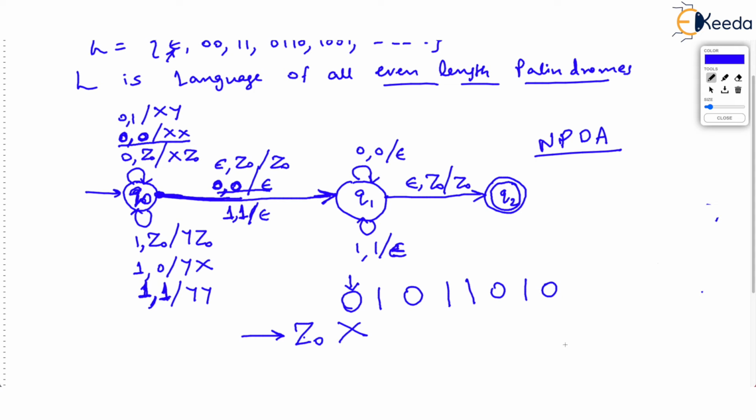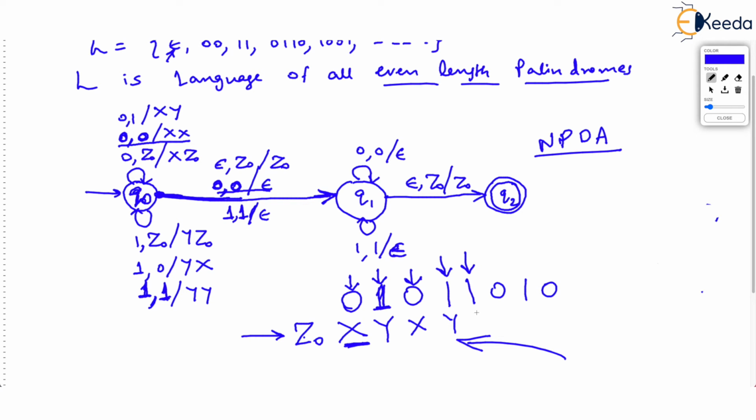Now from here you see the top of the stack. The top of the stack now is X. Now watch, we are reading a 1. When we are reading a 1, the top is X, then we will push Y. For every 1 we will push Y. We are reading a 0, then we will push X. We are reading a 1, we will push Y. We are reading a 1.